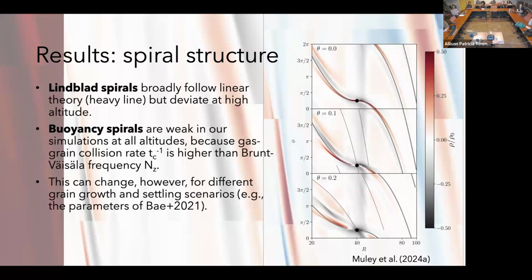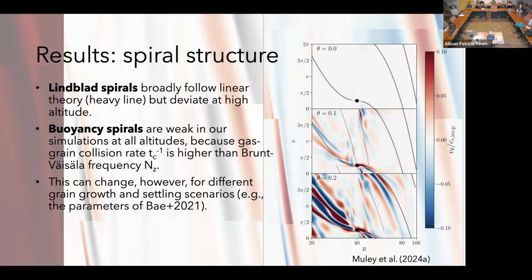Buoyancy spirals are actually fairly weak. They're only really visible here because I plotted the vertical velocity and changed the color scale. That's because the coupling time is generally shorter than your dynamical time, so it's shorter than the local buoyant frequency. So these spirals get washed out by the effective coupling rate before they get the chance to show up. But this is, of course, not a universal truth.